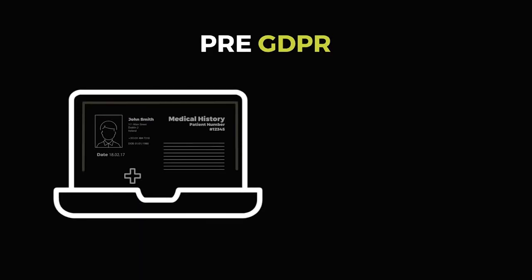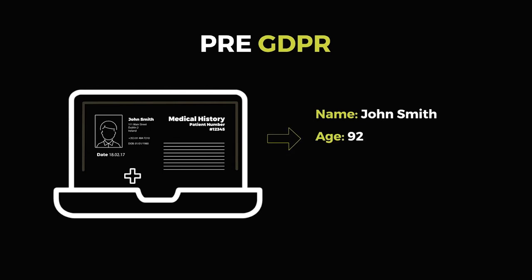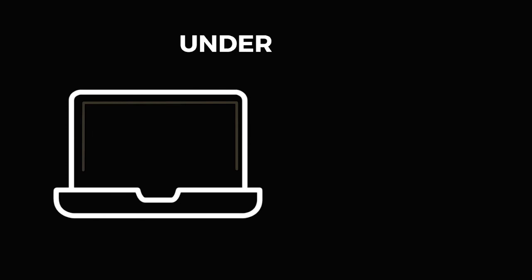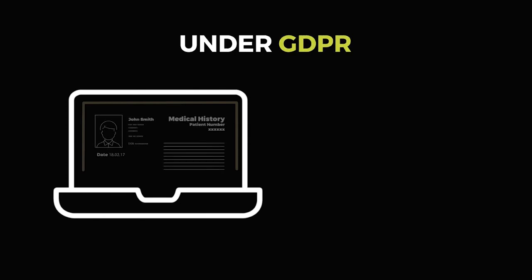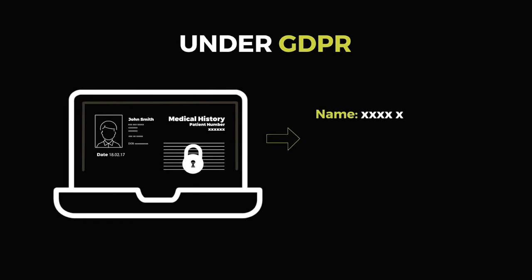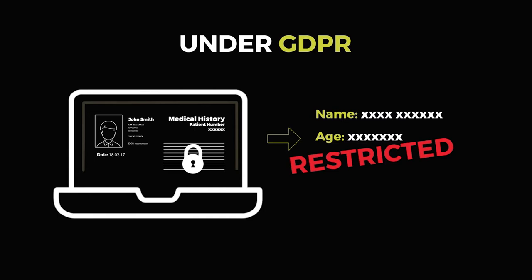Pre-GDPR, the research department had received a full extract from the patient information management system, including patient names and ages. Both the names and ages are considered personal data. For instance, if there was only one patient over the age of 90, then the age alone could potentially identify that individual. Under GDPR, it is essential to restrict access to personal data, especially if it is not required for a specific legitimate business purpose, and if it is not aligned with the consent of the data subject.